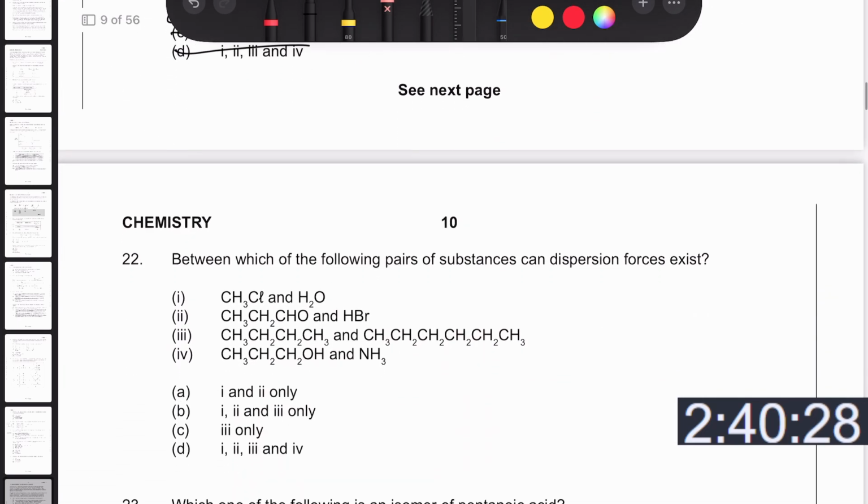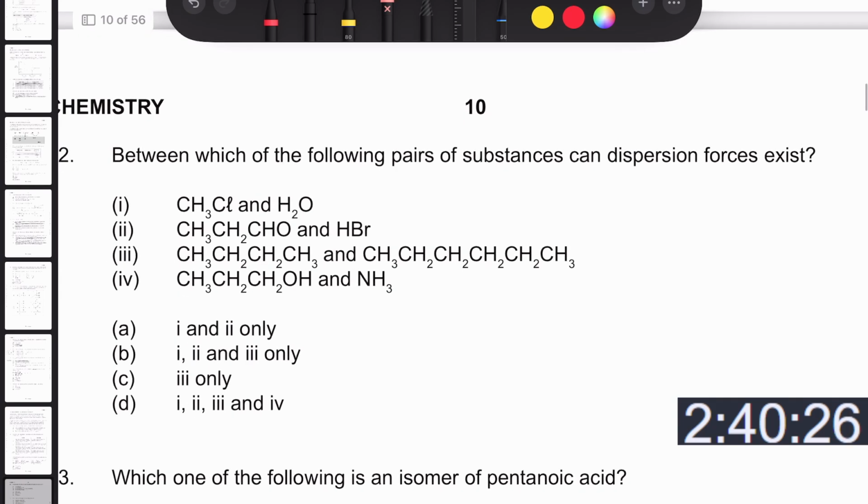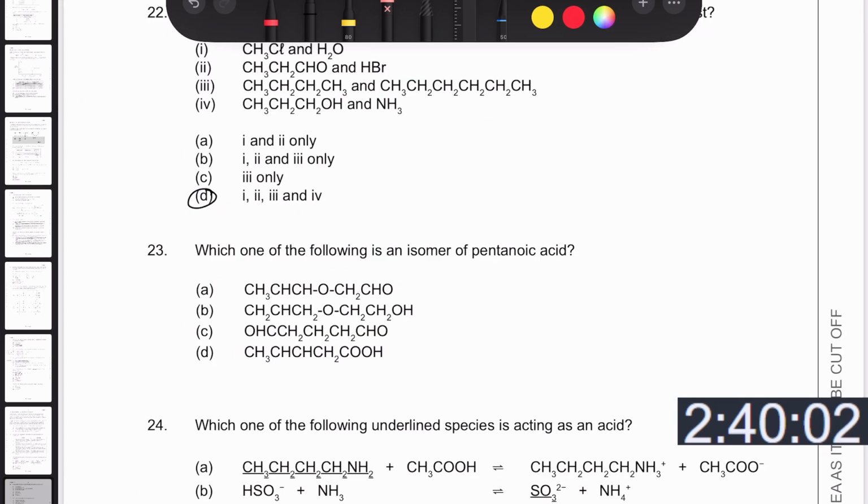Okay, which between each of the following pairs of substances can dispersion forces exist?